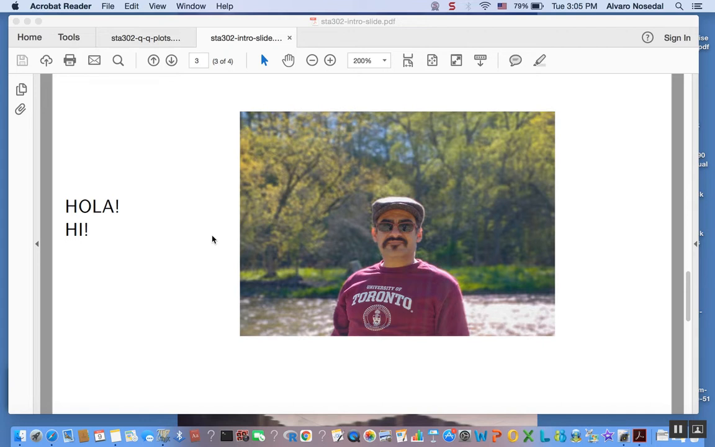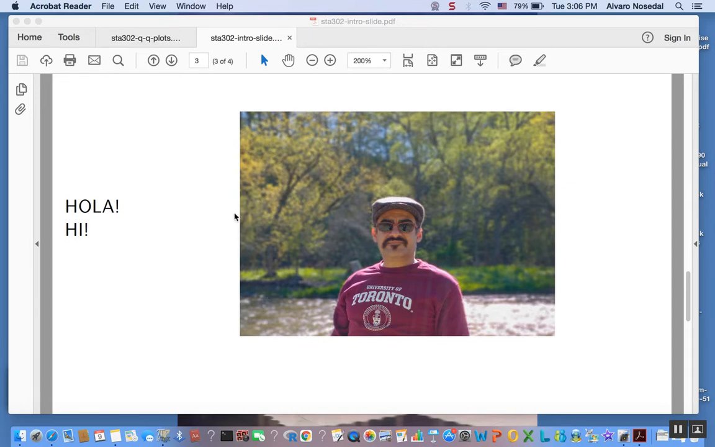First, we will learn how to construct QQ plots step by step. Then, we're going to do it using built-in functions from R. And finally, we're going to be doing a couple of simulations and see what QQ plots look like when the normality assumption holds and when it doesn't. Okay? Well, let's begin.